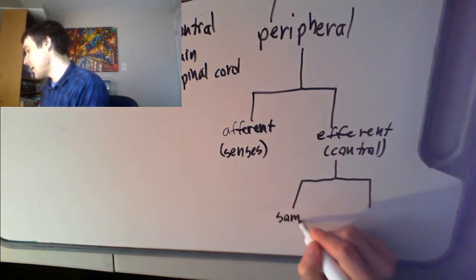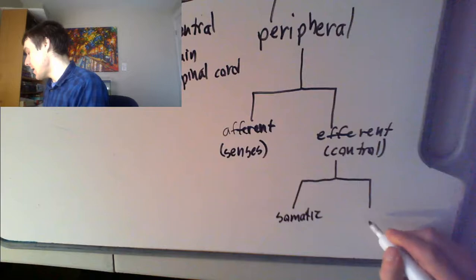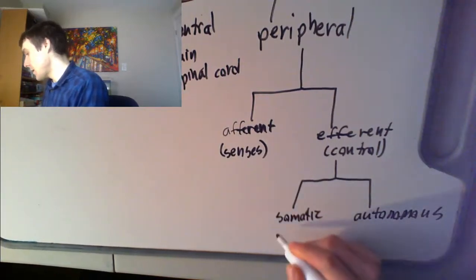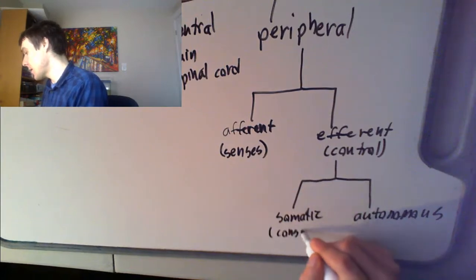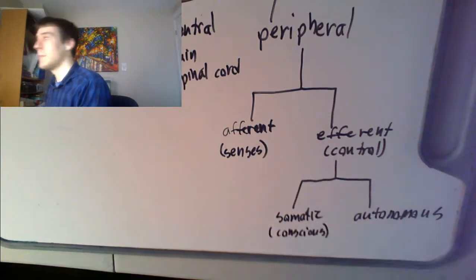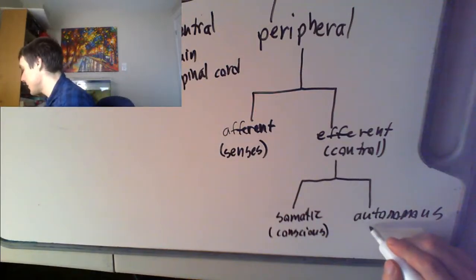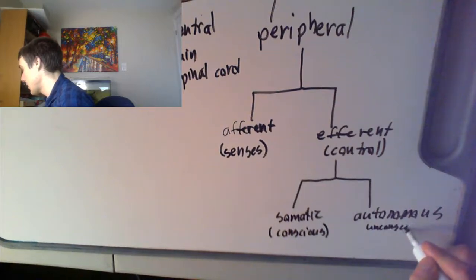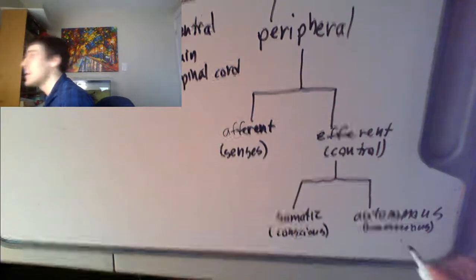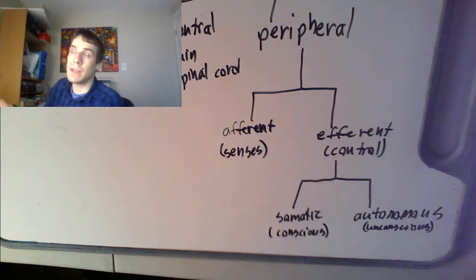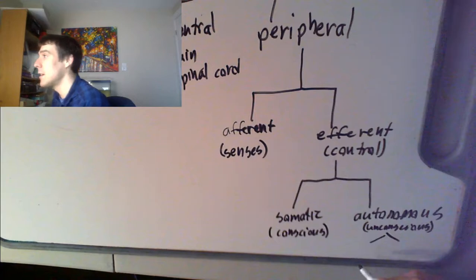And the efferent can be further subdivided into somatic and autonomous. Right, somatic means conscious control, mostly just skeletal muscles, and autonomous is unconscious. And those unconscious signals can be excitatory or inhibitory, right? They can speed up all of those automatic things like heart rate, or they can slow down all of those things like heart rate.